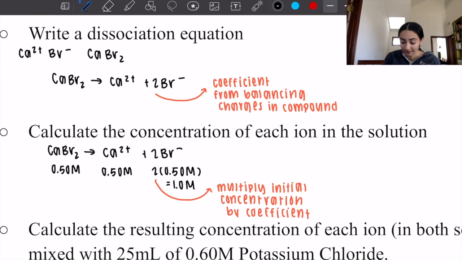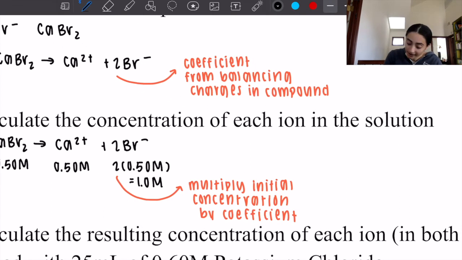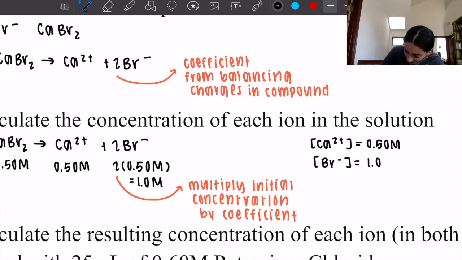So now we're going to calculate the concentration of each ion in the solution, and I'm just using the same dissociation equation. For the bromine ion, I'm going to multiply 0.50 by 2 to get a concentration of 1.0 molarity. For calcium, it just stays the same as for calcium bromide, because the coefficient in front of calcium is 1, so you would technically just be multiplying 0.50 by 1. And over here, if you wanted to, you could write the concentration of Ca2+ equals 0.50 molarity, and the concentration of Br− equals 1.0.